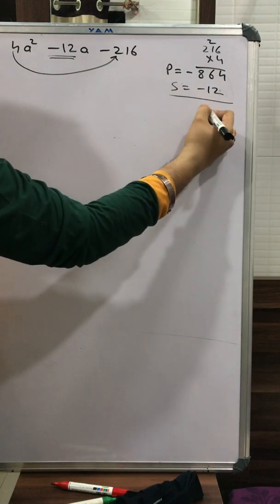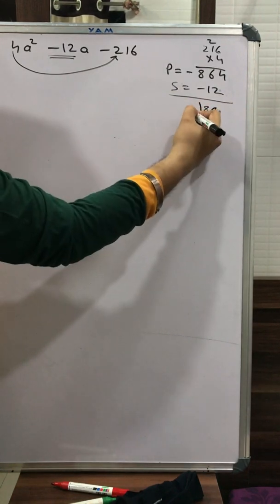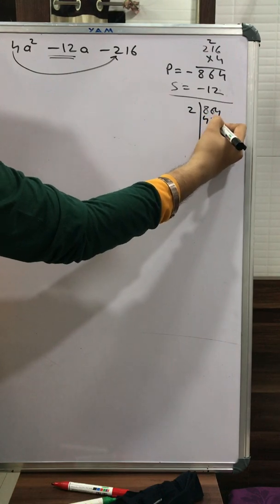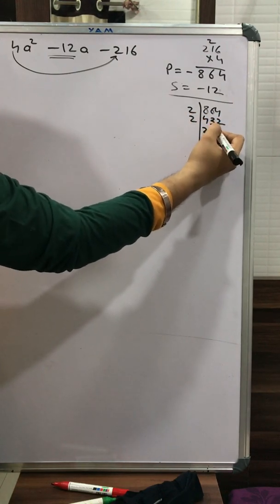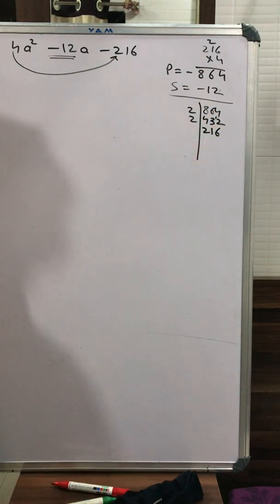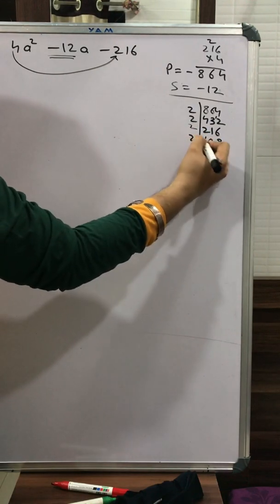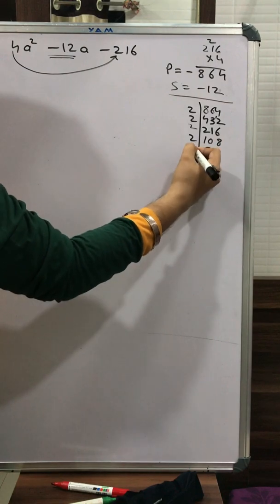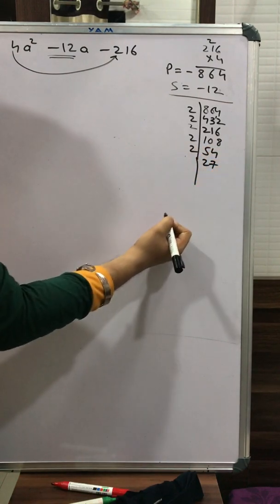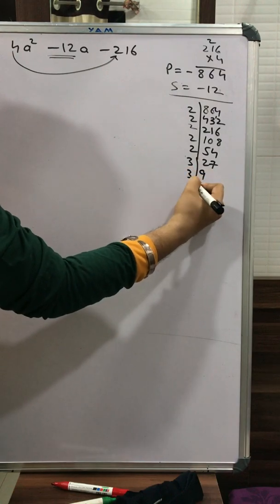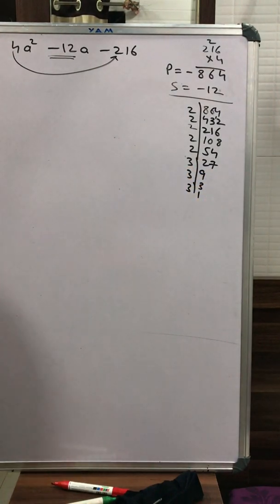So first let's find out the factors of 864. 2 4s are 8, 2 3s are 6, 2 2s are 4, 2 1s are 2, and 6 are 12. Yes, I have 216. The best advisable case, students, is to proceed with 2 only. Don't try with 6. I know that it goes with 6 also, but I'll go on with 2 only. 2 1s are 2, 2 0s are 0, 2 8s are 16, 2 5s are 10, 2 4s are 8, 2 7s are 14, 3 9s are 27, 3 3s are 9, and 3 1s are 3. This is the scenario in front of you.